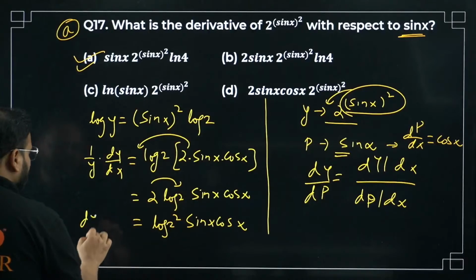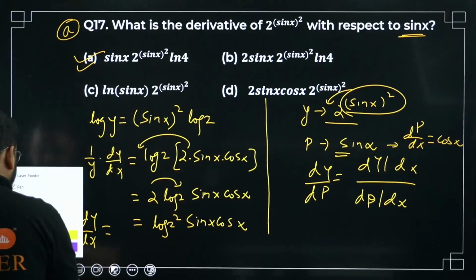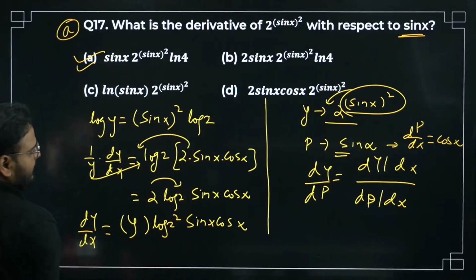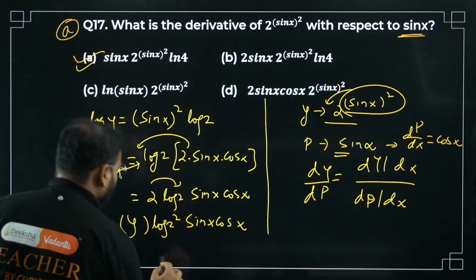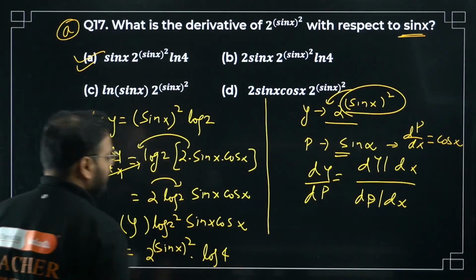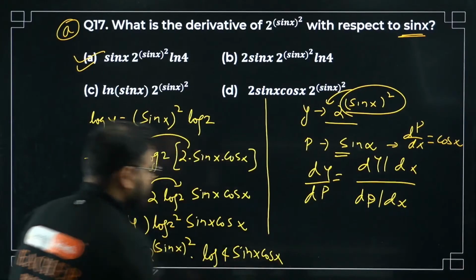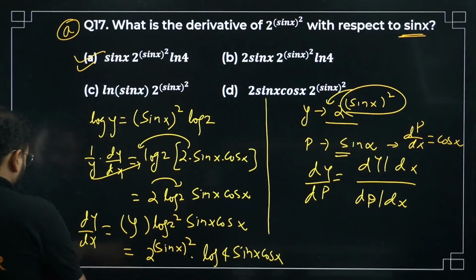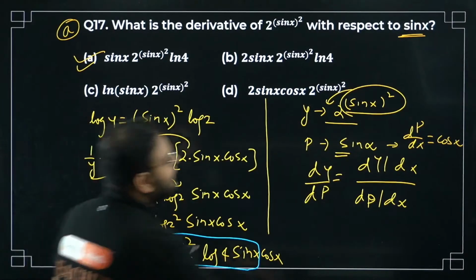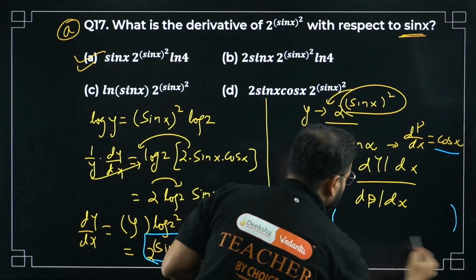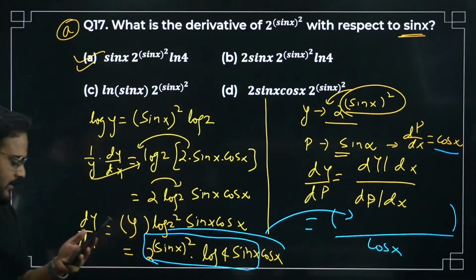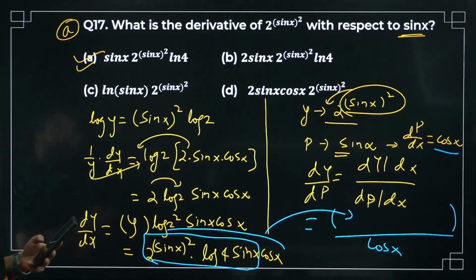So I want dy by dx. I'll write dy by dx equals, multiply this y on this side, so it will become y times this whole thing. What is y? The same thing, 2 power sin x the square, times log of 4, sin x cos x. Divide that by cos x, and you'll have only this part left. Cos and cos will divide. Answer is A. Correct.